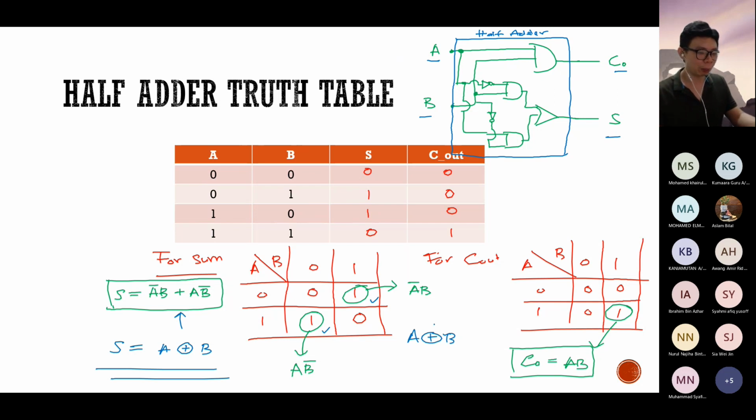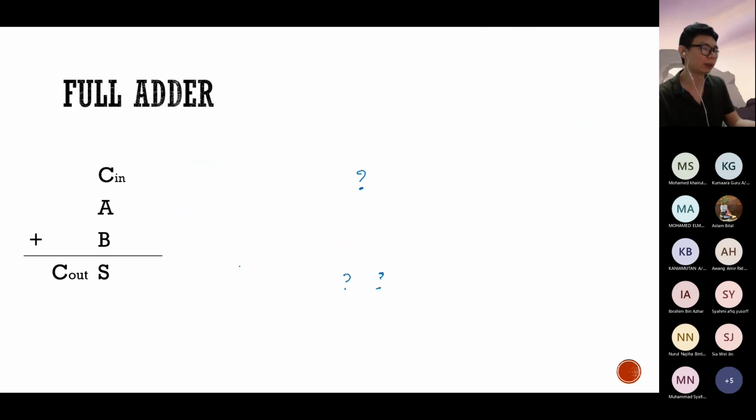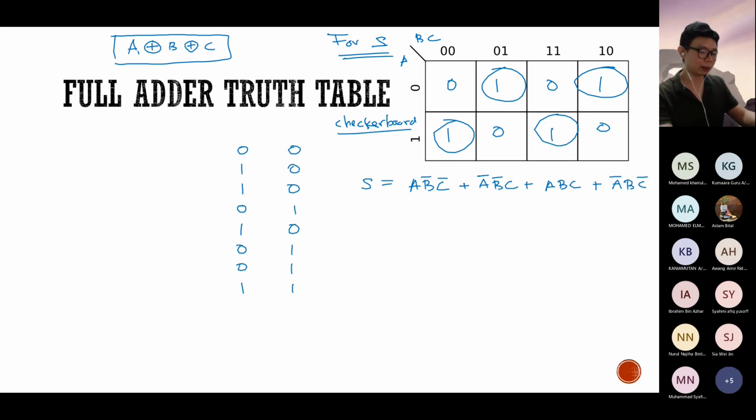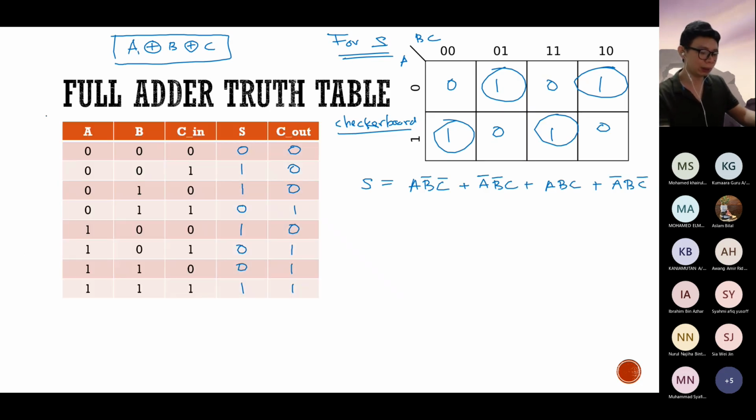So the checkerboard pattern is like a shortcut. You see a checkerboard pattern, you just take the inputs. You have 3 inputs, you XOR them. You have 2 inputs, you can also XOR them together. Let's go back to our full adder over here. We have this checkerboard pattern, and to simplify this, you can just simplify to A XOR B XOR C.